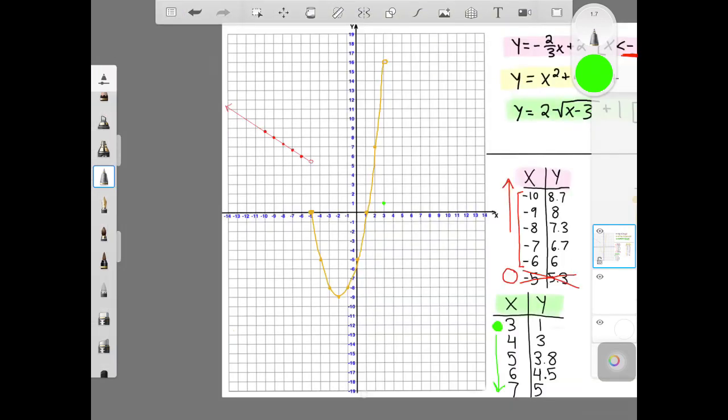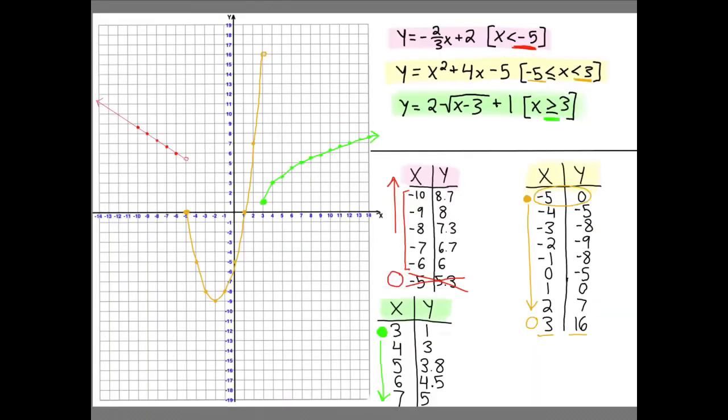I'm graphing 3, 1 with the closed circle, then 4, 3, then 5, 3.8, then 6, 4.5, and 7, 5. I only wrote down 5 coordinates in the table, but it seems like I can fit more on the graph, so I'm using the table on my calculator to plot the points I did not write down. I connected all of these points as best as I could and added an arrow at one side. This is my final work for this problem.